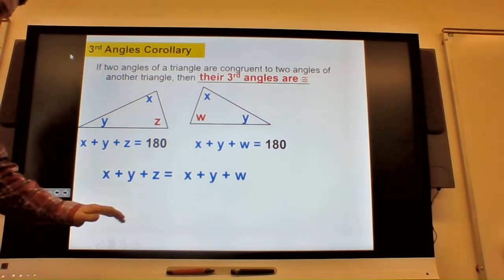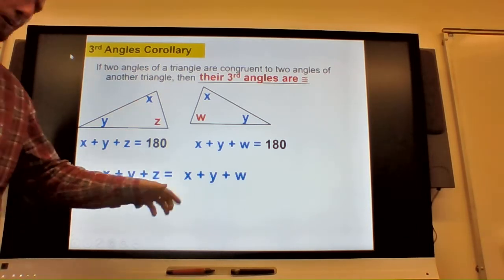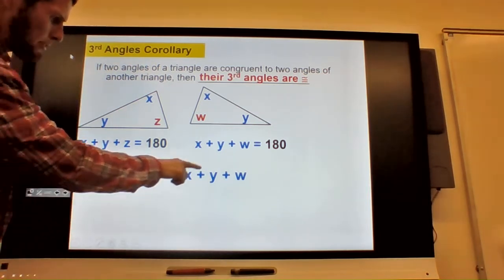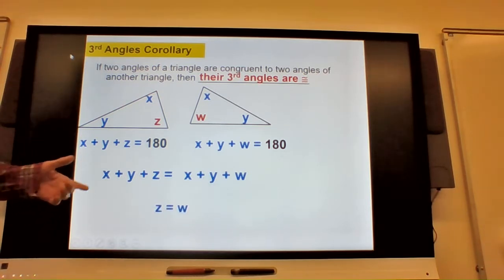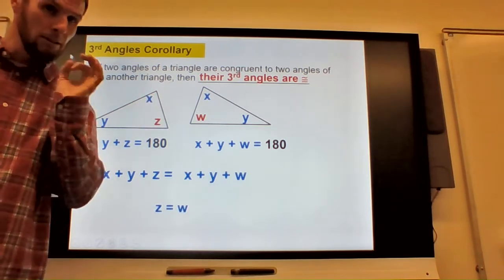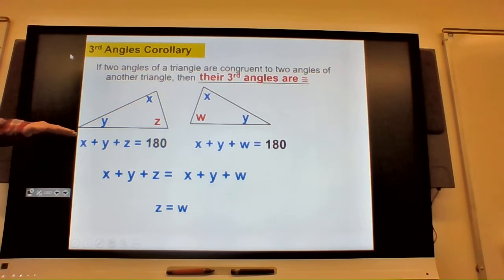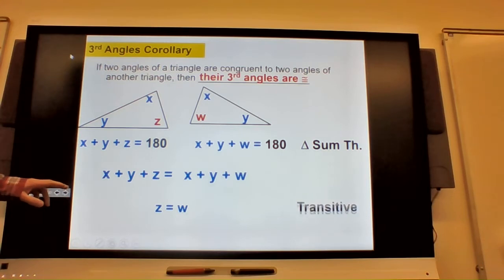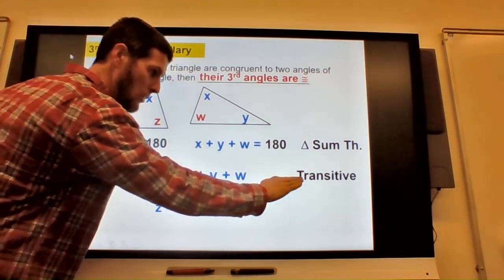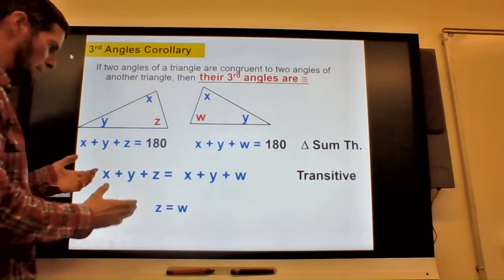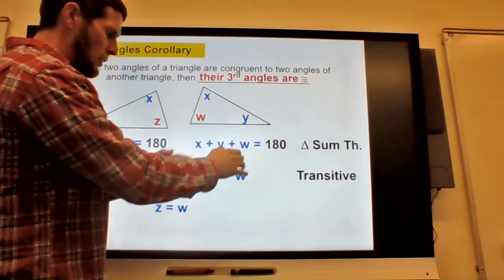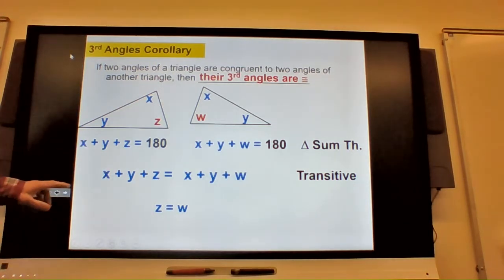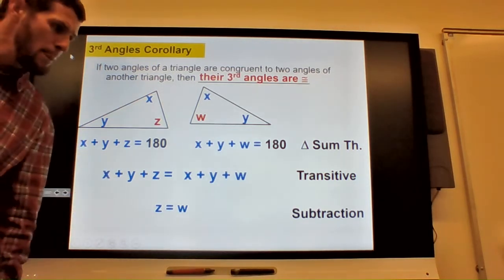Last step is to get a conclusion on here. You'll notice there's an X there and an X there. Nobody would leave that there. You'd subtract that out, subtract that out, and be left with concluding that Z and W are in fact equal to each other. So we just did some triangle sum theorem again. We're using that theorem to prove these corollaries. You could definitely call this substitution, but it's sort of a classic example of stuff equals 180, other stuff equals 180, stuff equals the other stuff. Classic example of 3 things being compared through transitive property. And then a subtraction step.